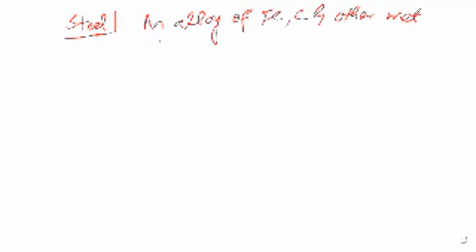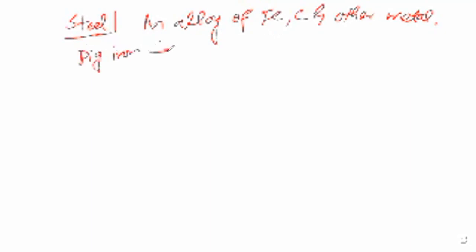Welcome back to chemistry class. We are going to study about steel. What is steel? Steel is actually an alloy of iron with carbon and other metals. It means we can take other metals and mix them, so this is called an alloy. It is a physical mixing. The iron which you get from the blast furnace is called pig iron.